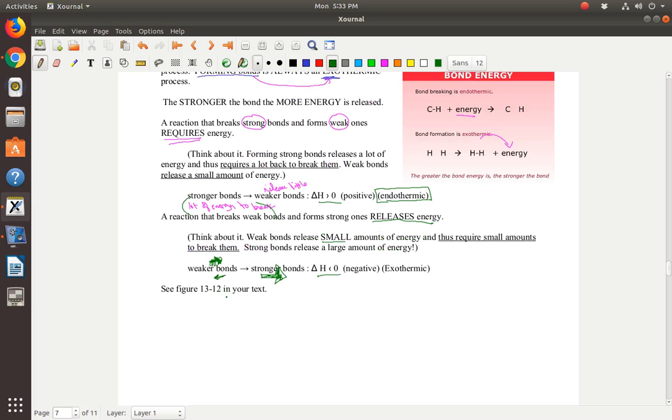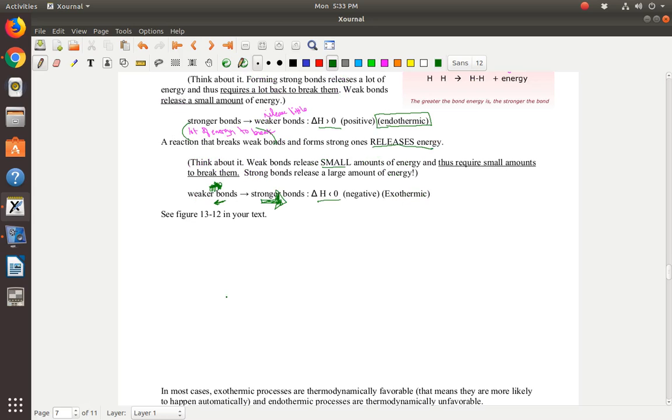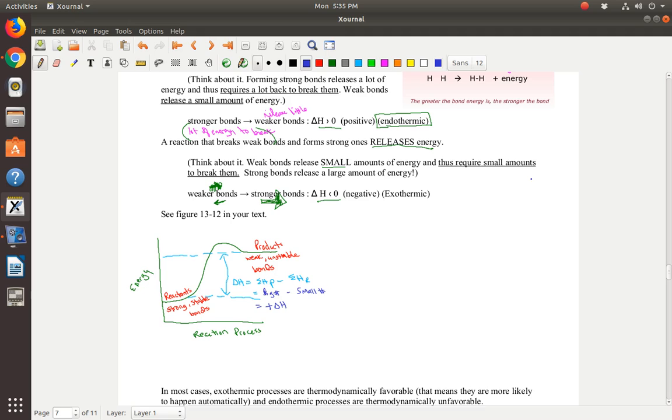Okay, now there's a figure you can look at in your textbook. So let me see if I can pull that up for you. Okay, so I drew the picture for you right here. And this is from figure 13-12 in your textbook. This is the first picture. So this one is showing you breaking reactants that are strong. They have a low amount of energy. Like this over here might be kilojoules or joules. So they have a low amount of energy to begin with. That means they're a strong bond.